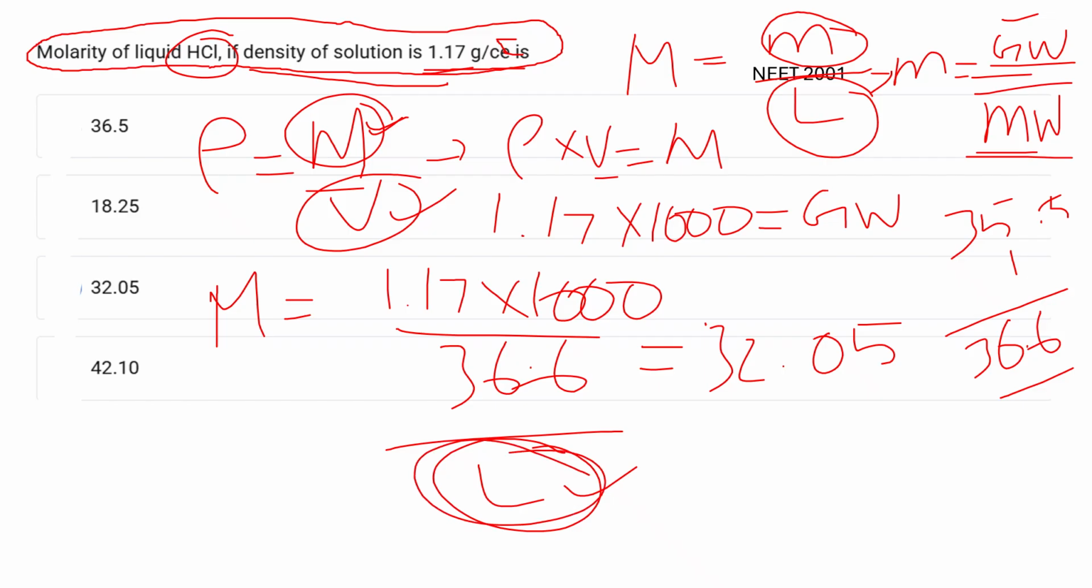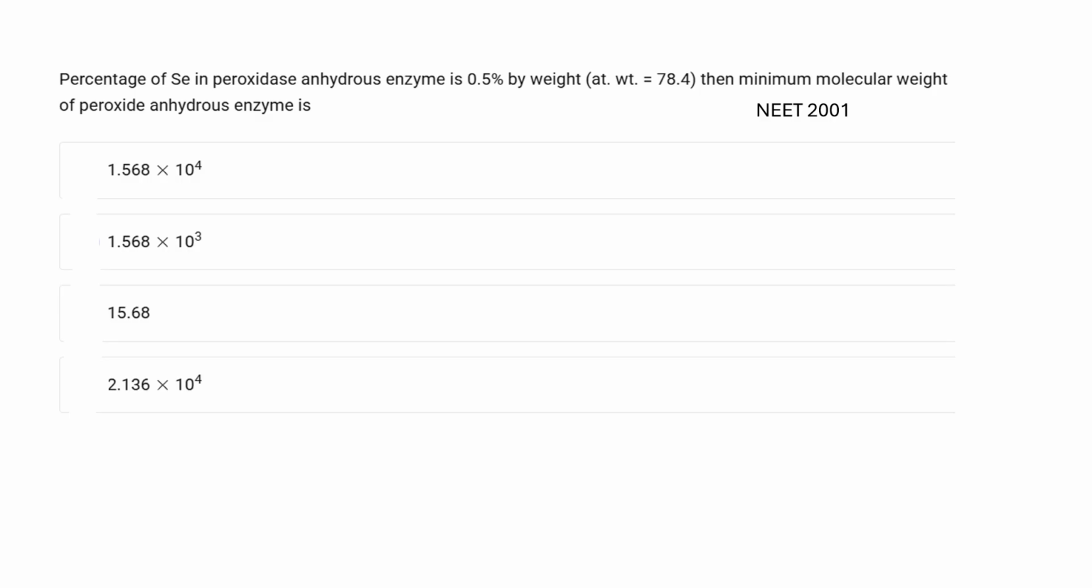Let's discuss the next question. I think mentally it is very tough. Percentage of selenium in peroxidase anhydrous enzyme is 0.5 percent by weight. They are asking the minimum molecular weight of peroxidase anhydrous enzyme. They gave the percentage of selenium in the enzyme, but how many moles of the enzyme is not given.